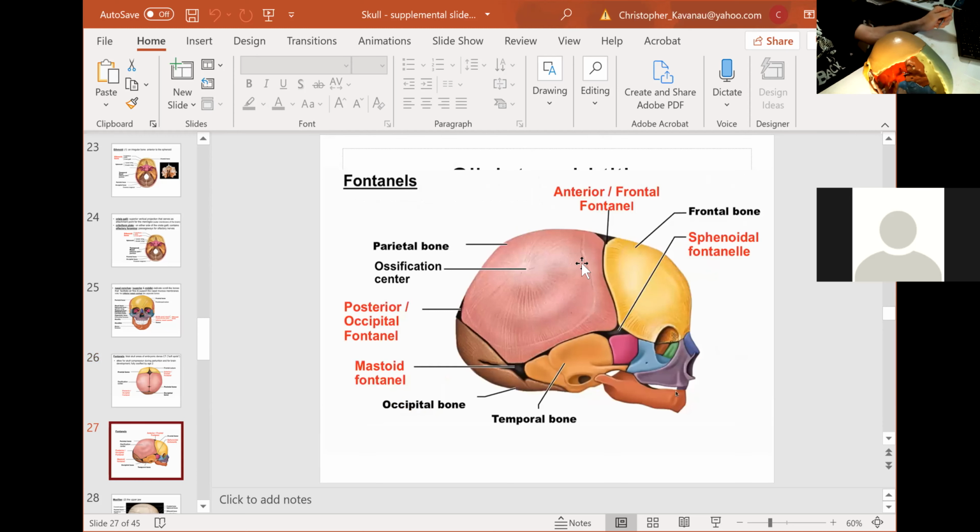So here we're looking at a lateral aspect of the fetal skull. And so there's that anterior fontanelle. So the anterior fontanelle is the one that we normally think of as the soft spot. And there's the posterior fontanelle. The mastoid fontanelle is named for its proximity to the mastoid process of the temporal bone that we looked at a moment ago. And then the sphenoidal fontanelle makes sense because the sphenoid bone is right there. Right? So proximal to the sphenoid bone.